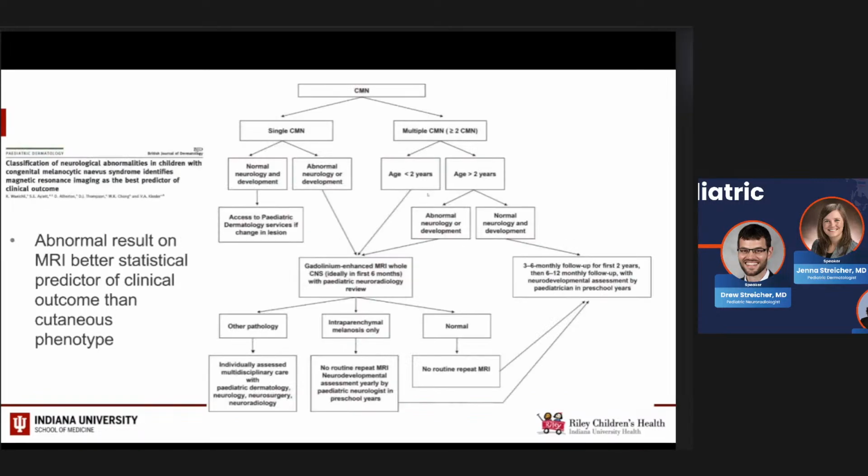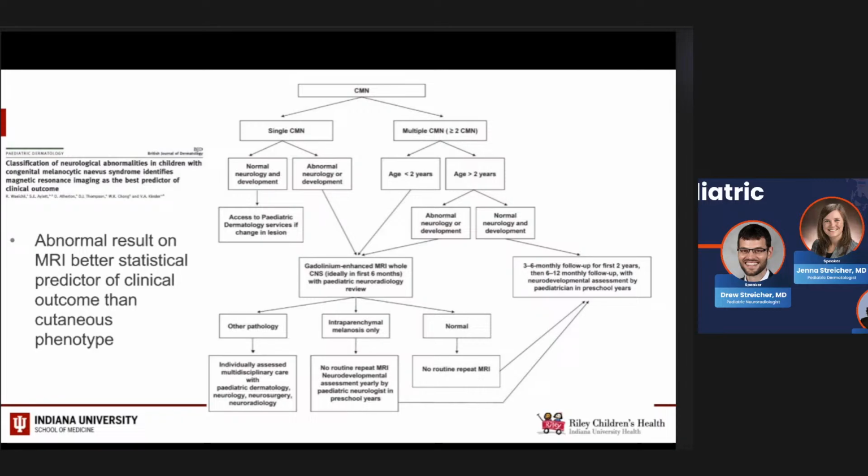And so this is another one of our papers. This was published in the British Journal of Dermatology. And I like this because it helps us think about what the results mean. Like, why are we ordering imaging? Does it matter for us? It does show that an abnormal result on an MRI is actually a higher statistical predictor of a clinical outcome than what I'm seeing on the skin. So I don't love that, right? But it means that the imaging is very important, and that's helpful for us to know.